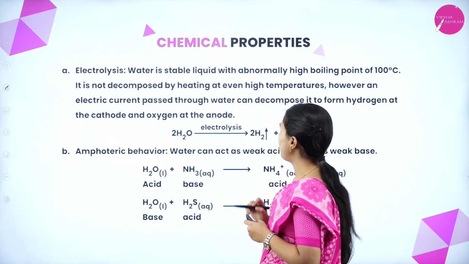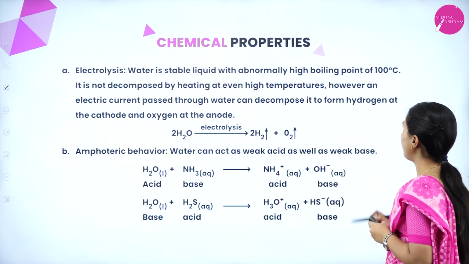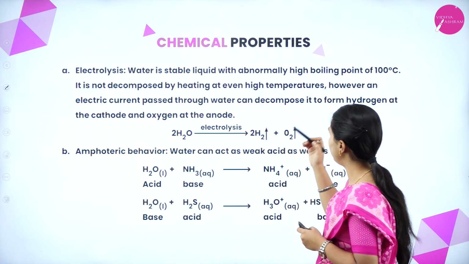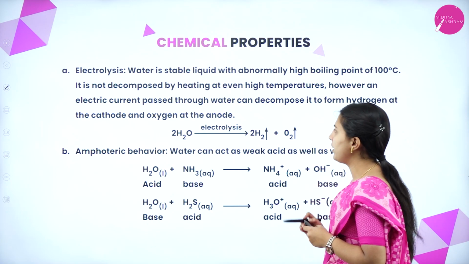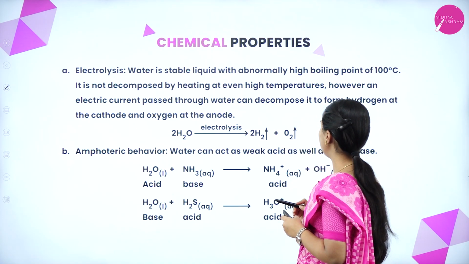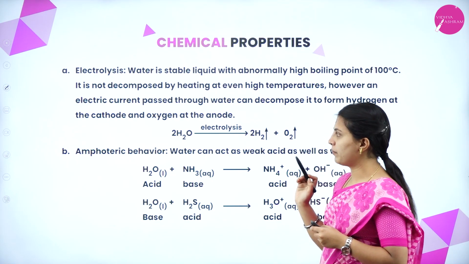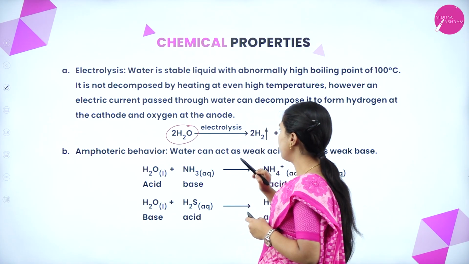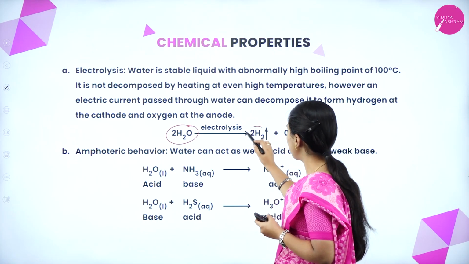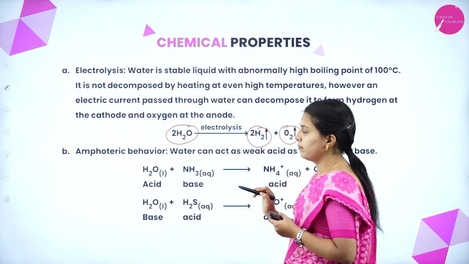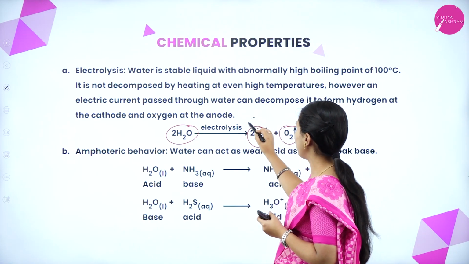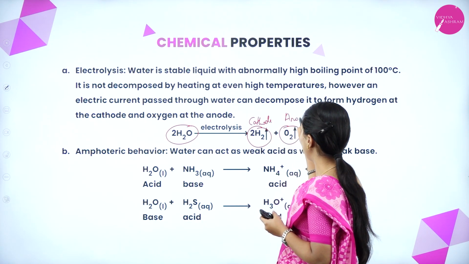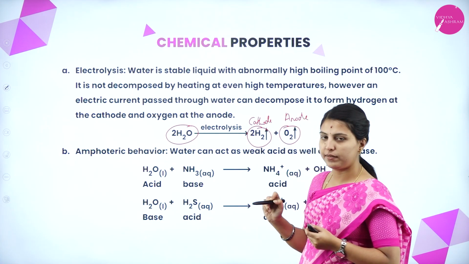Electrolysis. Water is a stable liquid with an abnormally high boiling point of 100 degrees Celsius. It is not decomposed by heating even at high temperatures. However, an electric current passed through water can decompose it to form hydrogen at the cathode and oxygen at the anode. When water undergoes electrolysis, meaning the lysis of the water molecule, H2 and O2 will form, but the hydrogen will be at the cathode, and oxygen is at the anode. This is about electrolysis of water.